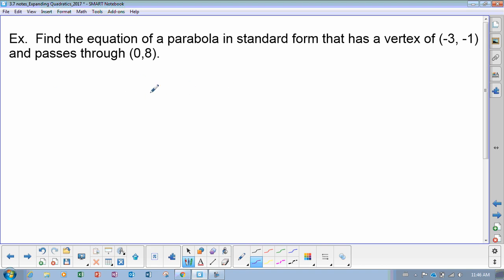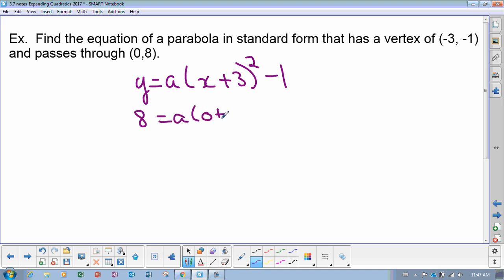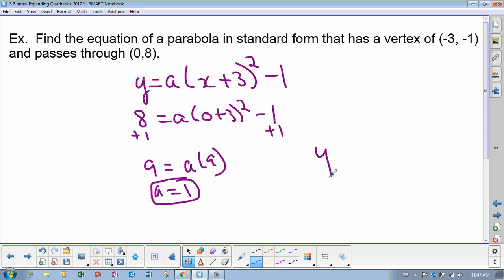through 0, 8. This question doesn't necessarily fit so much in here because we've been using factored form. However, you can go from vertex to factored. So I'm going to start with writing the vertex form. I'm going to have a times x plus 3 all squared minus 1. Again, I have to find what that a value is. So y is 8, a times 3 squared minus 1. I'm going to add 1 to both sides to get rid of that 1. So 9 is equal to 9a. 3 squared is 9. So a is going to equal 1. So my equation in vertex form is y equals x plus 3 squared minus 1.